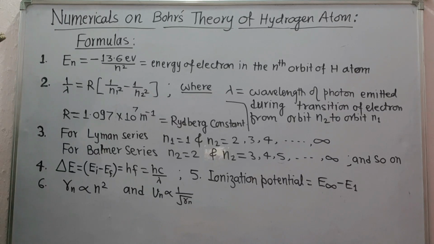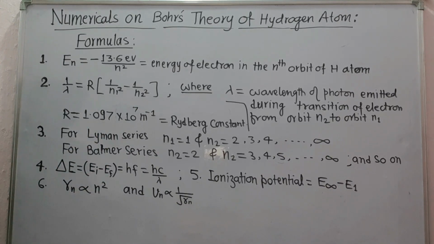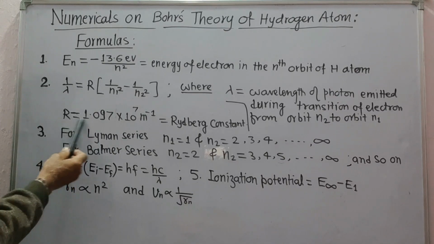When an electron gets a transition from one orbit to another orbit, then the wavelength of photon emitted is given by the relation 1 upon lambda is equal to R into 1 upon n1 square minus 1 upon n2 square, where R is Rydberg constant. Its value is this much.